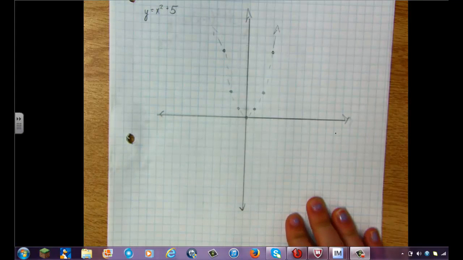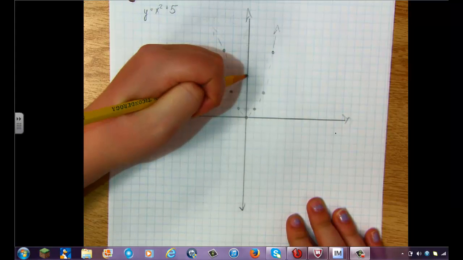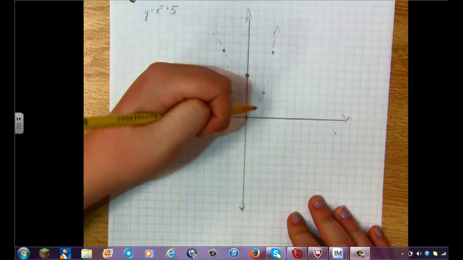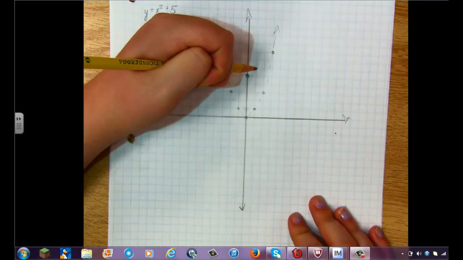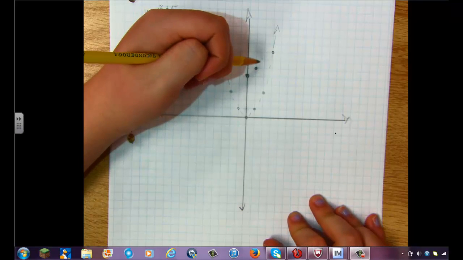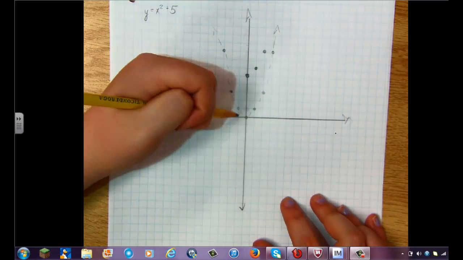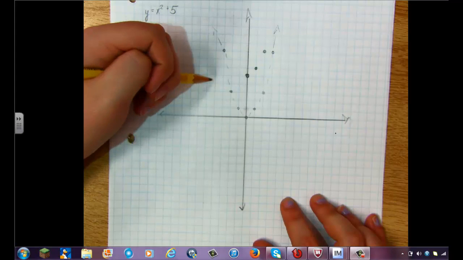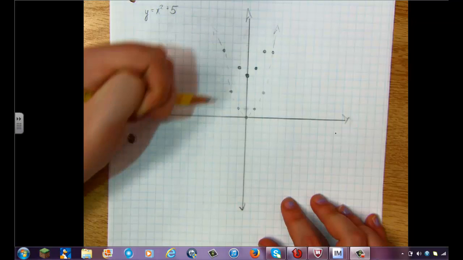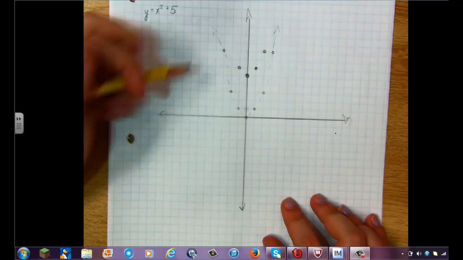And then you just take each of those points and move them up 5. So 0, 0 would be 0, 5. 1, 1 would be 1, 6. 2, 4 would be 2, 9, and so on. And same thing with negative 1, 1 would be negative 1, 6, and negative 2, 4 would be negative 2, 9.